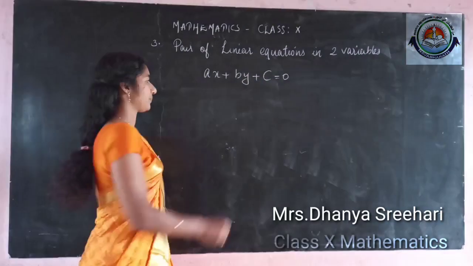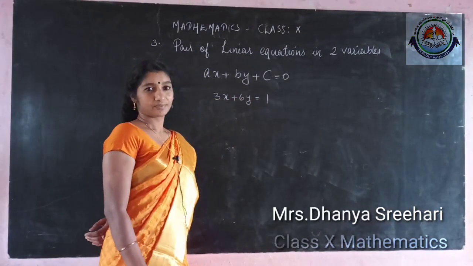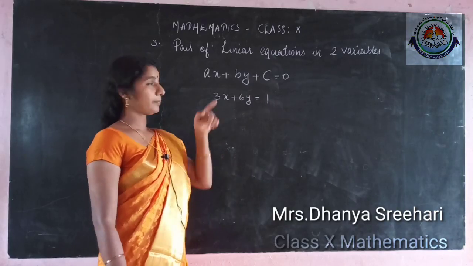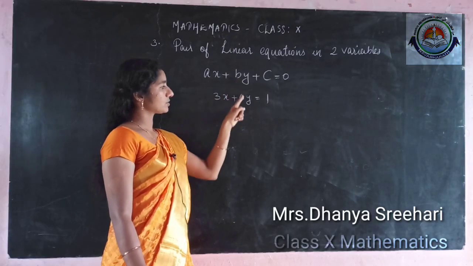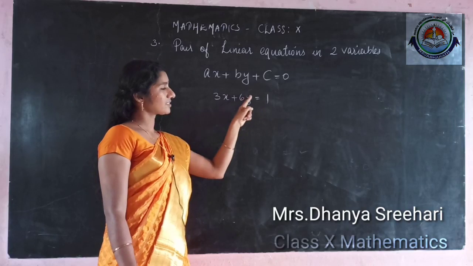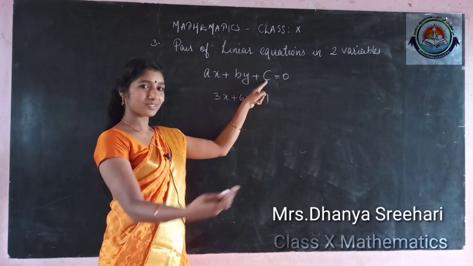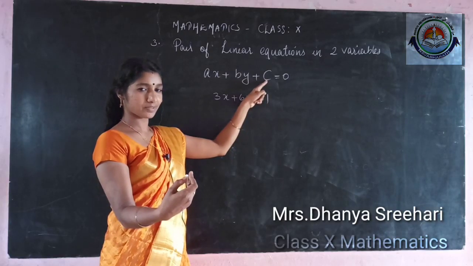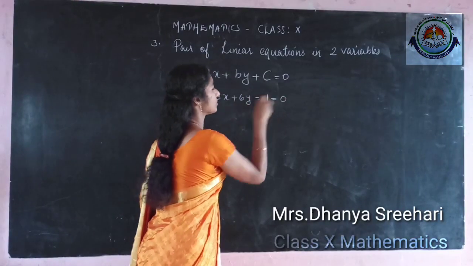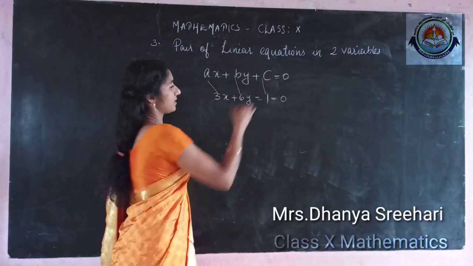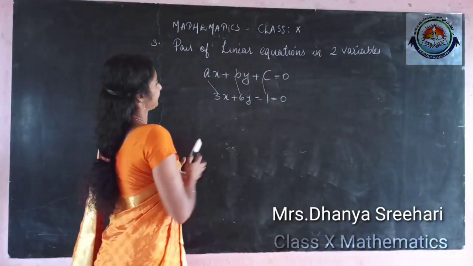A few examples I will write. 3x plus 6y is equal to 1. What is a here? If you compare with this general form, a is equal to 3, b equal to 6, c equal to minus 1. Why did I say minus 1? Because in the general form, we keep c on the left side of the equal to symbol. So if 1 comes to this side, it becomes minus 1 is equal to 0. Now compare a, b, c. Got it? Then next, another example.